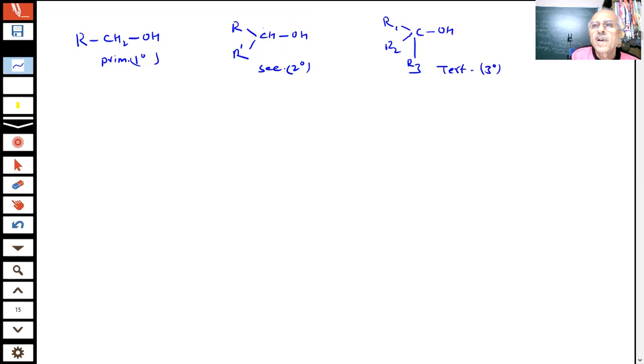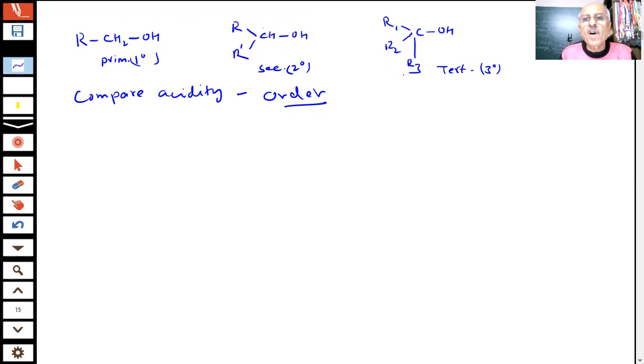So if we want to compare their acidity, student, what will be the order of acidity? Arrange them according to the order of acidity: 1 degree, 2 degree, and 3 degree alcohols. Which will be most acidic, students? Think and answer the question. Don't answer without thinking. Primary will be the most acidic, followed by secondary, and then tertiary.